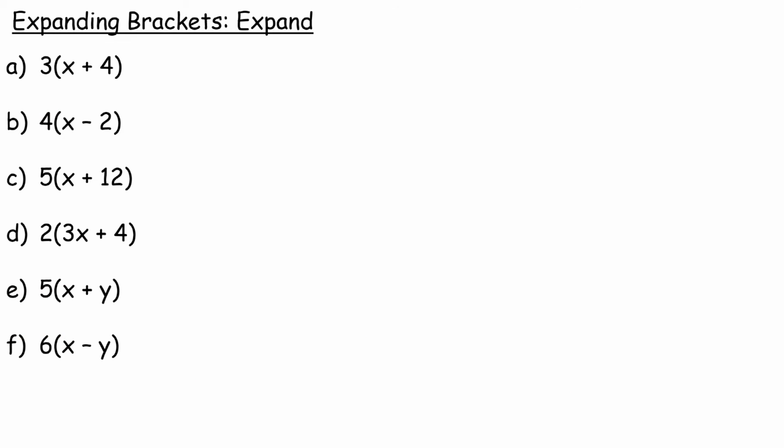Finally, we're going to look at expanding brackets. To do this, we multiply everything in the brackets by the number which is on the outside. In the first question, we have to do 3 times x, which is 3x, and then 3 times 4, which is 12, and there's a plus in between. In B, we have 4 times x, which is 4x, 4 times 2, which is 8, and there's a minus in between. Use this idea to have a go at C, D, E, and F.